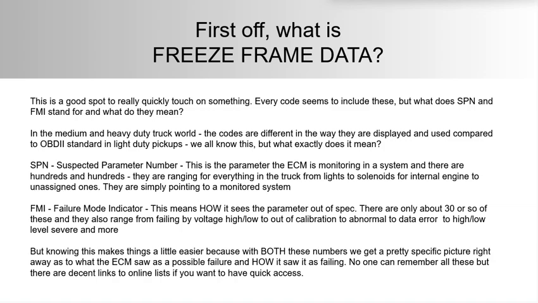There are only about 30 or so of these, and they also range from failing by voltage too high, too low, out of calibration, abnormal or data error, high and low level, severe, and more. But knowing this makes things a little easier, because with both these numbers we get a pretty specific picture right away as to what the ECM saw as a possible failure and how it saw it failing. No one can remember all these, but there are decent links to online lists if you want to have quick access to some. I suggest you do that and put them in your favorites.